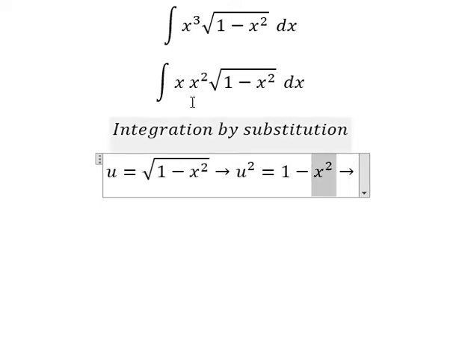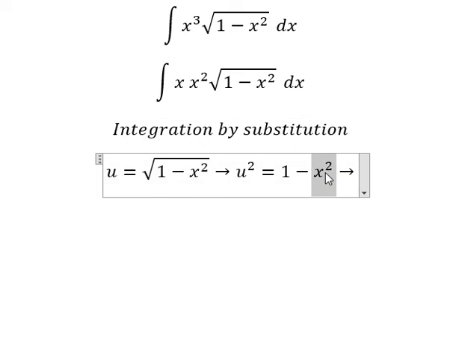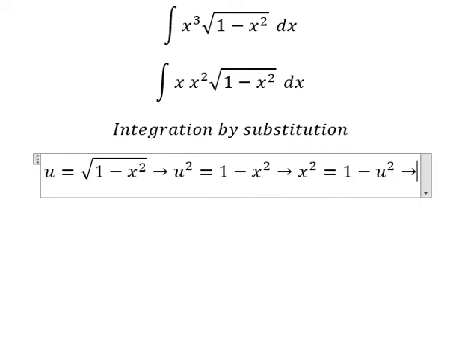Next, because we have x squared in here, I will move this one to the left and u squared to the right. So we have x squared equal to 1 minus u squared.